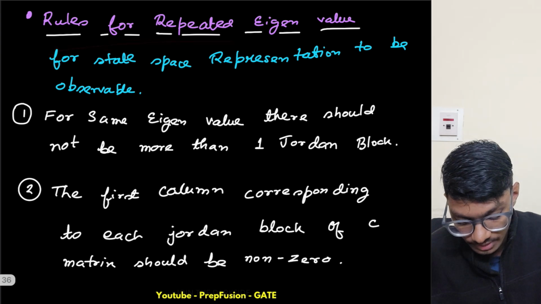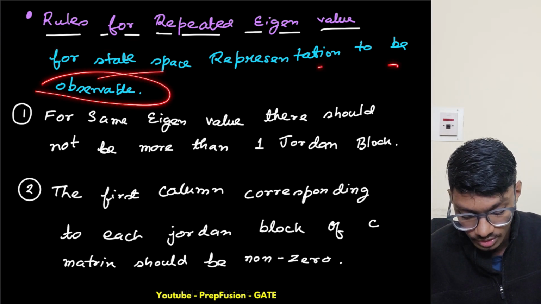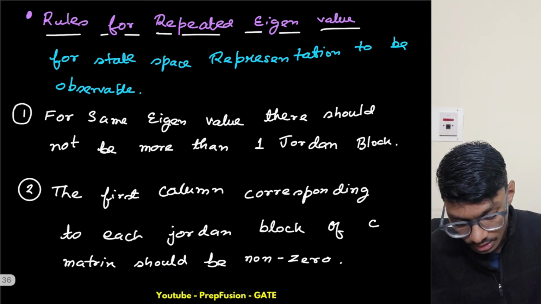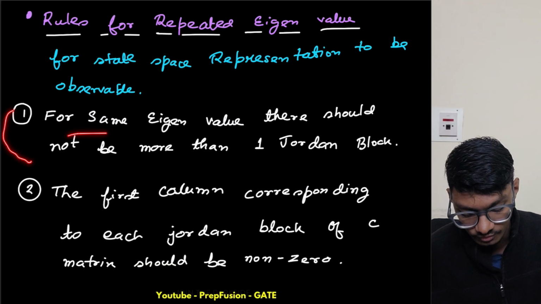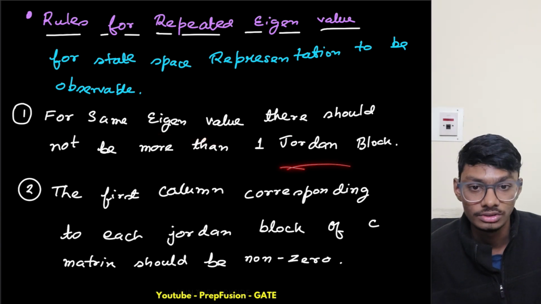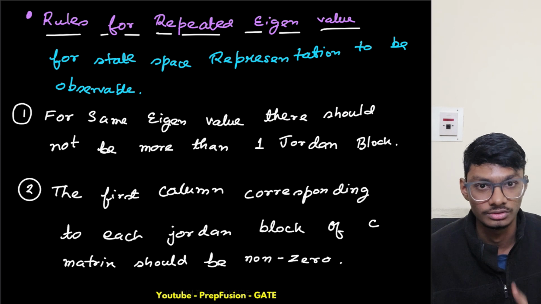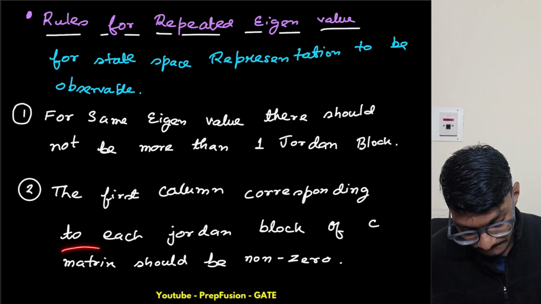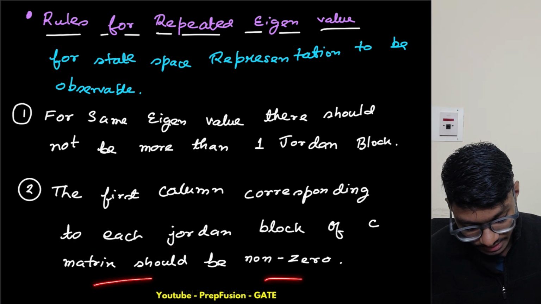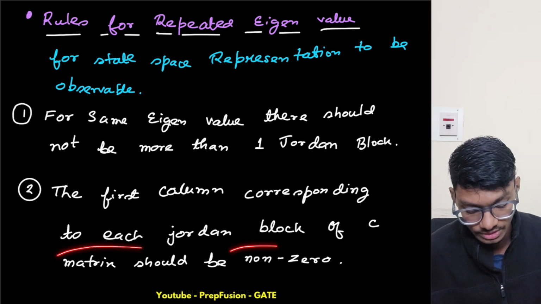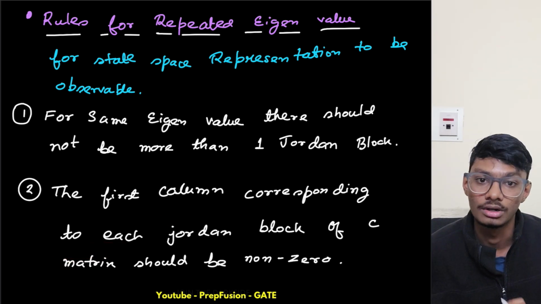Now rules for repeated eigenvalues for the state space representation to be observable. That was for controllable, now it is for observable, right? Now again this rule is the same for repeated eigenvalues. There should not be more than one Jordan block. Now what is the second rule? The first column corresponding to each Jordan block of the C matrix should be non-zero.